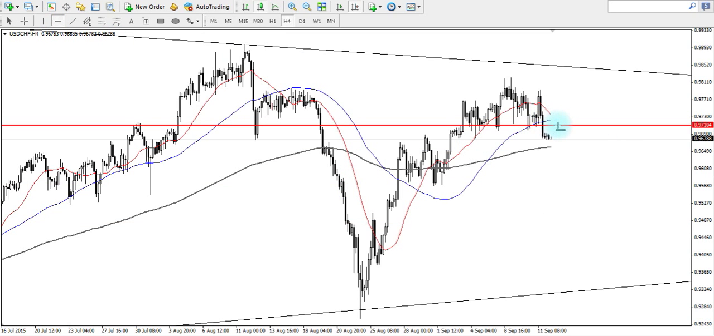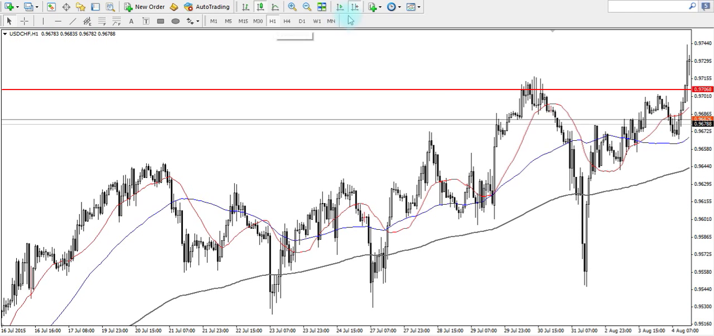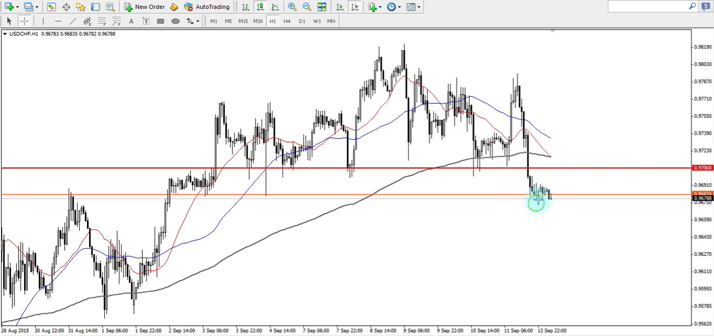We can see the price has broken below one of the key support levels at the price of 0.9706. So from here we expect the price to fall further, but of course we would like to wait for the price to retrace back to the same level at 0.9706 to look for the sell opportunity. That's pretty straightforward for the dollar against the Swiss franc.